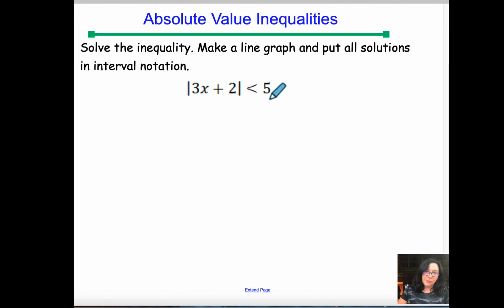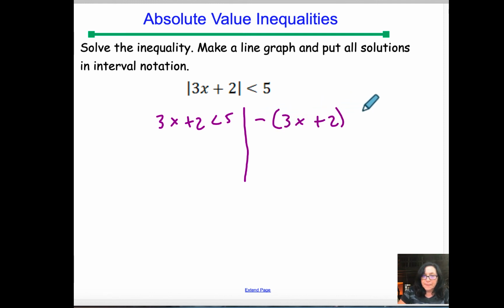This is about absolute values and inequalities. So let's talk about that. We know we're going to have two solutions, right? So we're going to have 3x plus 2 is less than 5. And we're going to have the opposite of 3x plus 2 is less than 5. So we're going to get 3x is less than 3. So x is less than 1.